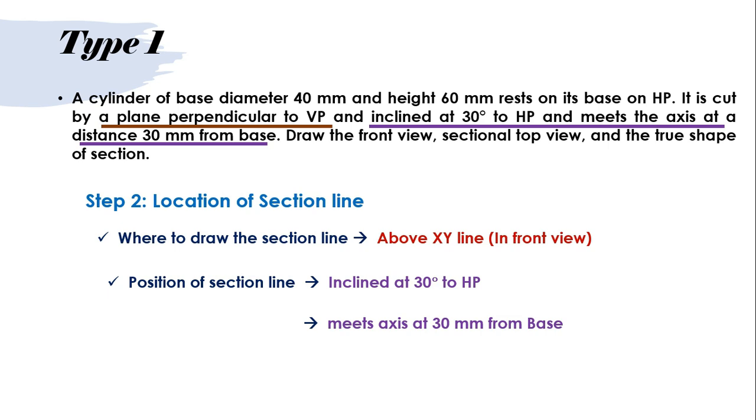The next one is the position of the section line. The statement is inclined at 30 degrees to HP, which means you have to draw the section line at a 30 degree inclination, and it meets the axis at 30 mm from the base. So from the base you have to locate 30 mm on the axis and draw it. Let us proceed in AutoCAD.